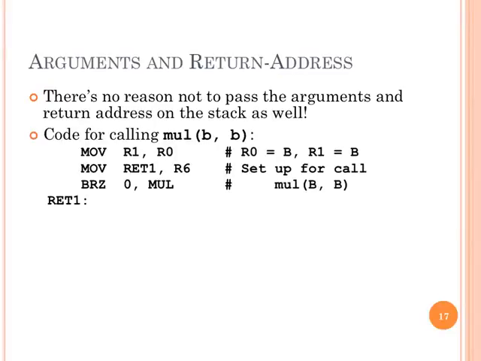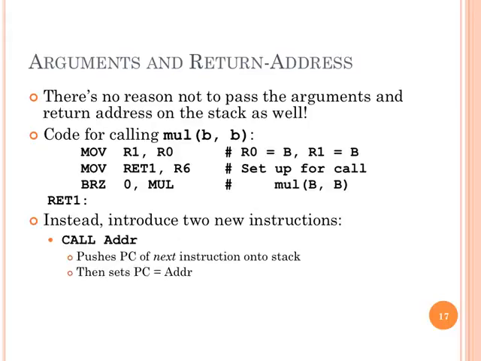Move ret1 R6 and then BRZ 0, again Y, and then jump to the multiply function and it'll come back to ret1. What if we could package those last 3 lines into some operation, so we don't have to do that every single time? We still have to set up the arguments somehow. You can see here that I say we can pass those on the stack as well. There's no reason we can't.